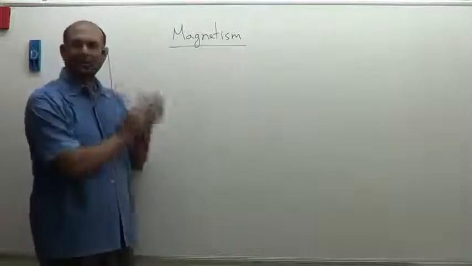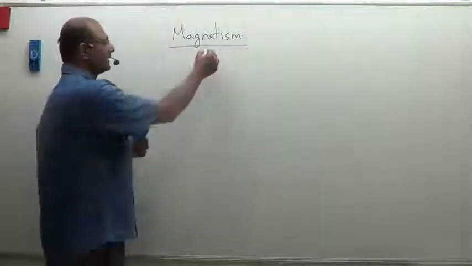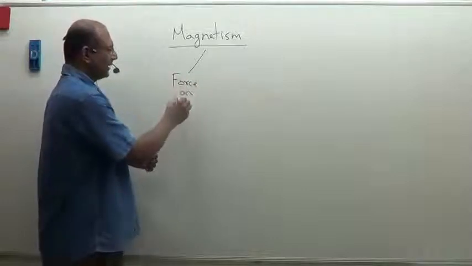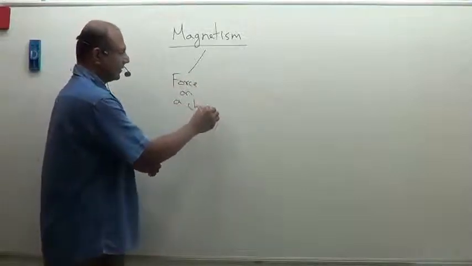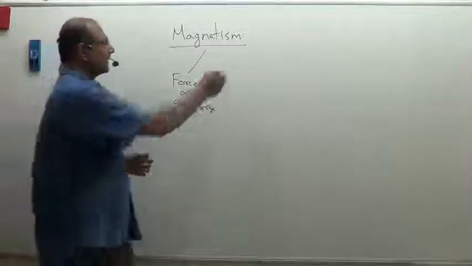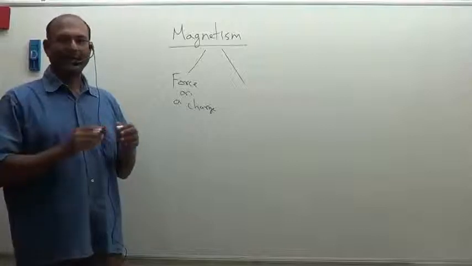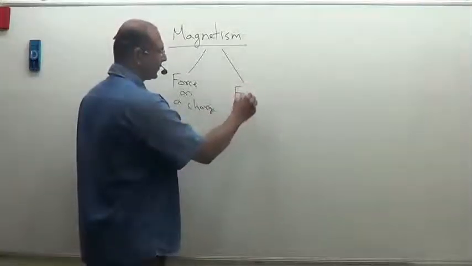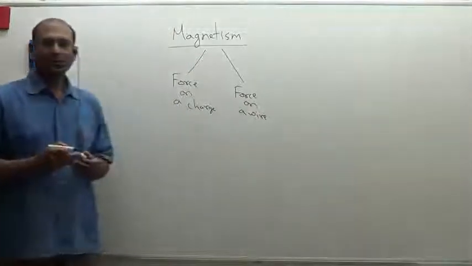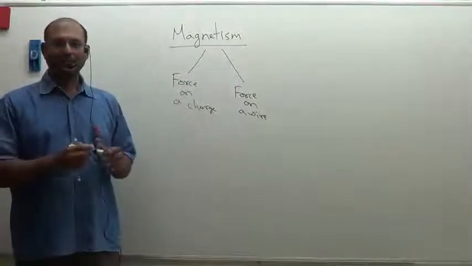So let us look at the kind of things that we will see in magnetism, because there are a couple of chapters that you have on magnetism. The first thing is force on a charge, on a moving charge. So this is going to be the first thing that we are going to look at. The second thing is force on a wire, a current carrying wire. So I'll write this as force on a wire. But this wire must be carrying current. So there are these two things that we will be looking at possibly today.